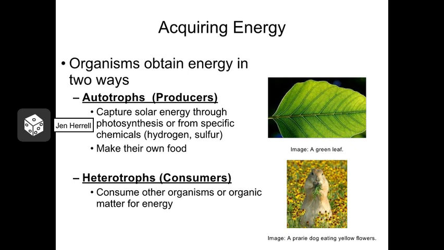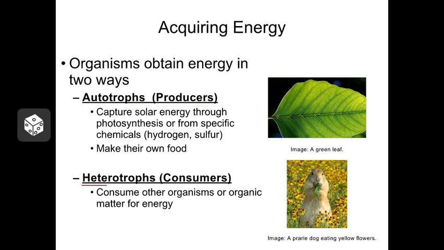We can also use how organisms acquire their energy to help us categorize them. There are essentially two basic ways of getting energy. Some organisms are self-feeders or autotrophs, also known as producers. Things like plants fall into this category. These organisms are able to capture the sun's energy and funnel it into sugars. So they build their own food, they make their own food.